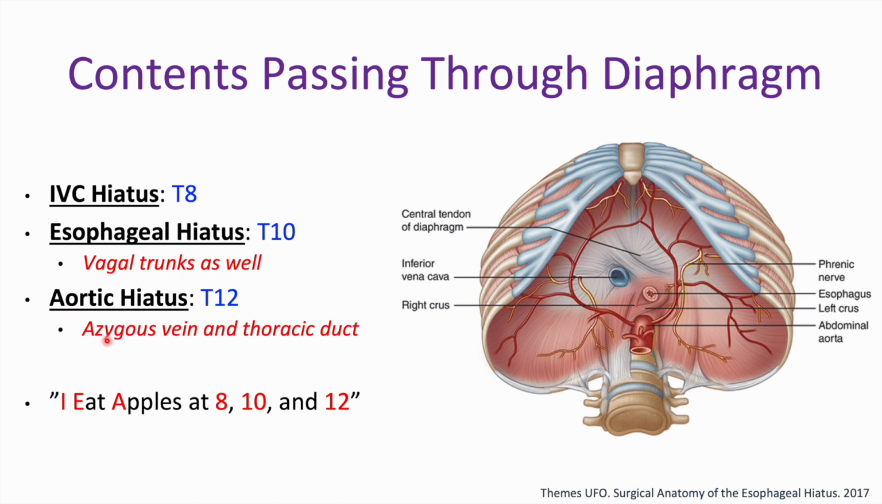With this, we're going to have the azygous vein and thoracic duct. So we saw previously that these 3 are going to run together. And remember, it's from right to left: it's going to be vein, duct, aorta. And so those are all going to come down together. A way to remember this is I eat apples at 8, 10, and 12.